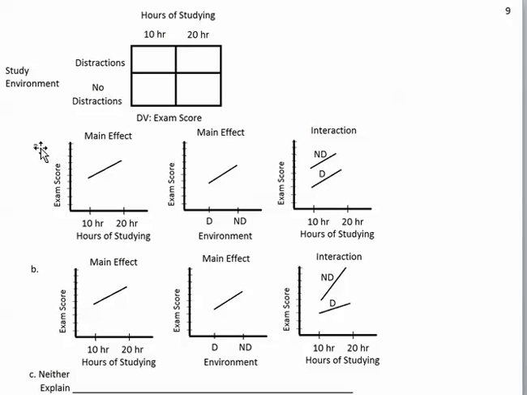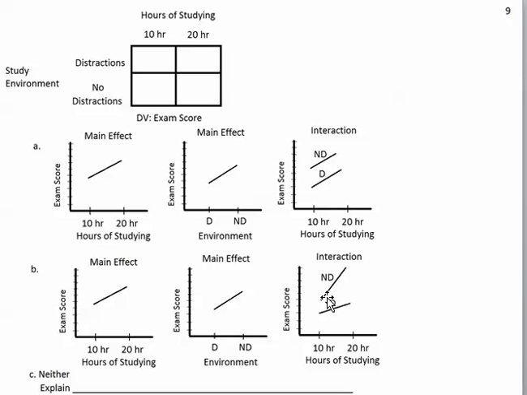And once again, you need to look over these results and decide if you think A would appear or B would appear if the experiment was done. And if you think that neither would appear, circle C. The two main effects graphs are the same in both choices, so we just need to focus on these last two graphs right here. If you think that the distracted study group and the non-distracted study group would improve the same amount by going from 10 to 20 hours of studying, you would choose A.